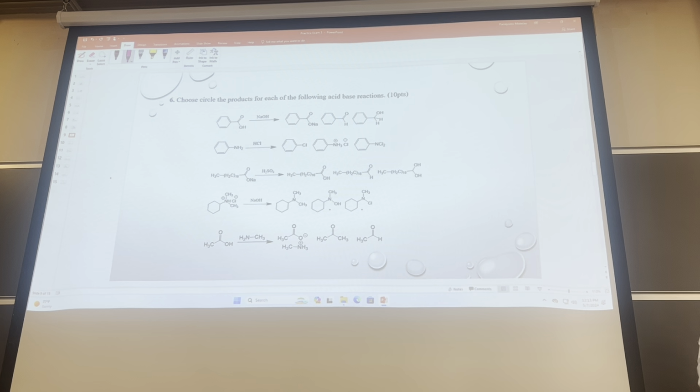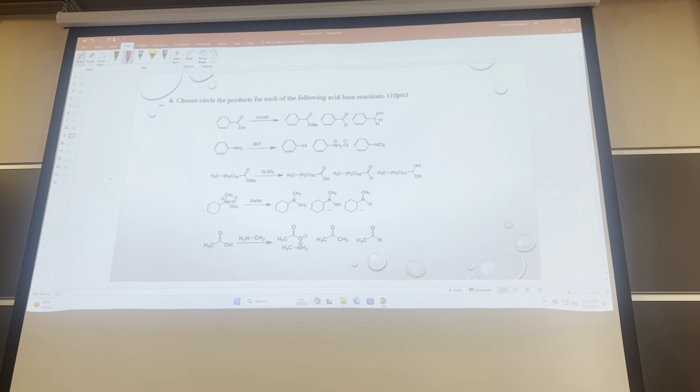Circle the product for each of the following acid-base reactions. Okay, remember we have acids and bases here. We have benzoic acid with sodium hydroxide. So what's going to be the product? It's going to be the salt, right? It's going to be the sodium benzoate. Aniline with hydrochloric acid, this is going to be the product. Sulfuric acid with sodium stearate is going to release the acid, right?